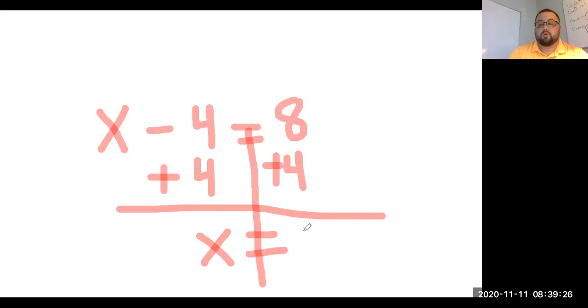So for 8 plus 4, we get 12. And again, if you wanted to, you can go back and put in your 12 minus 4, which will get 8 equals 8. So we know our equation is balanced.